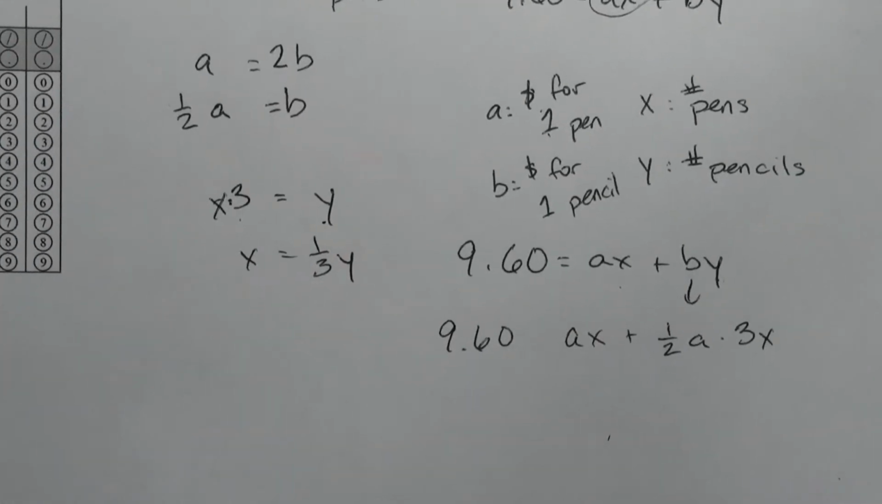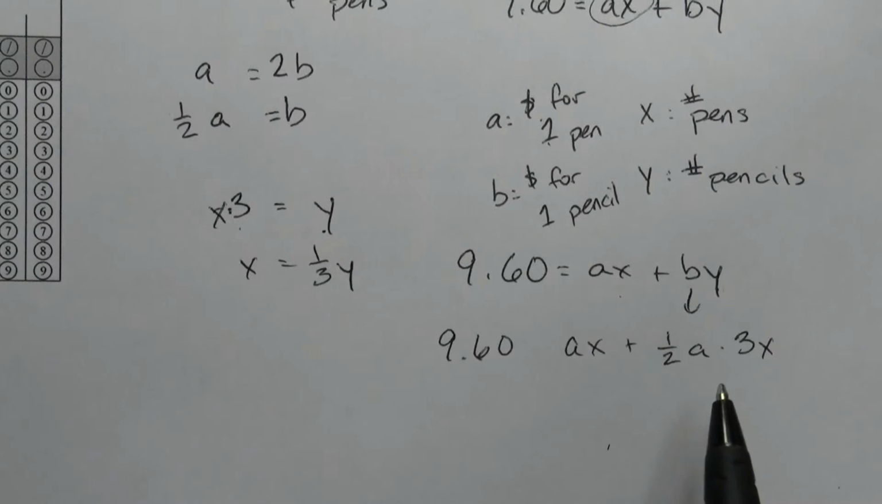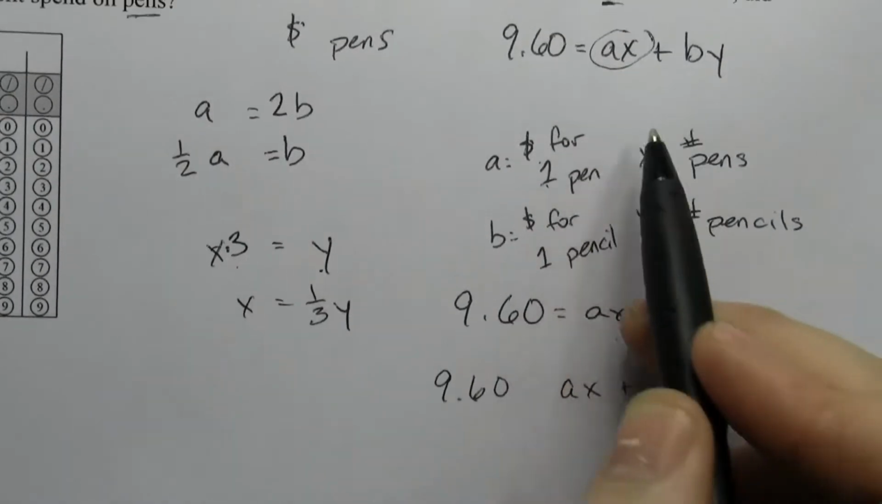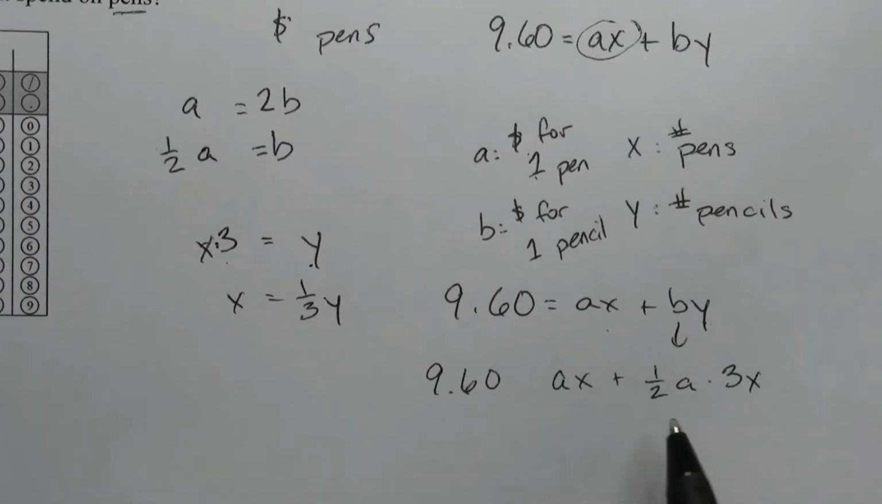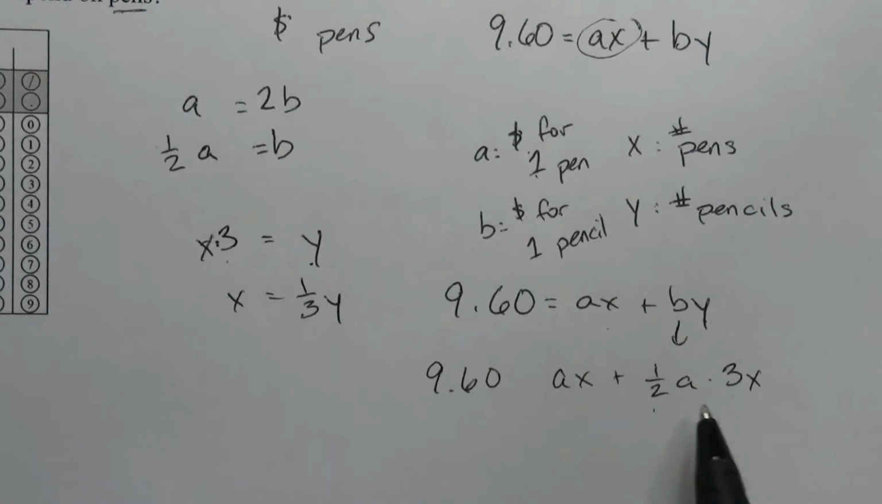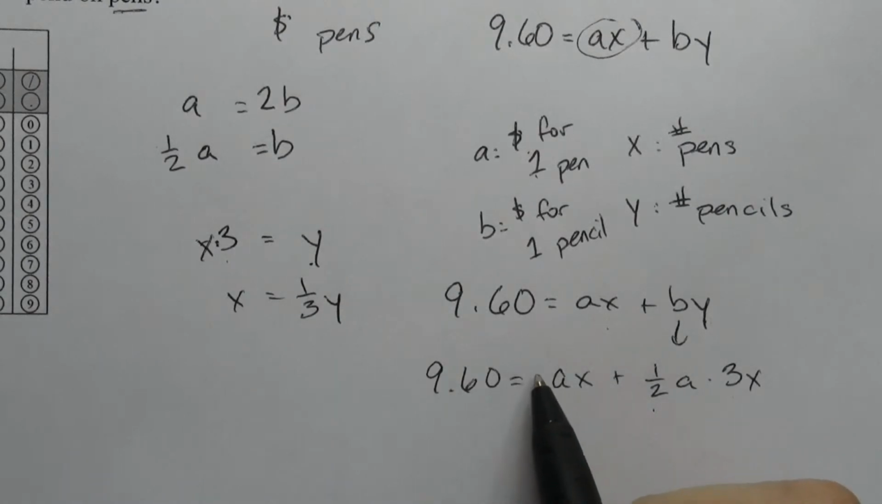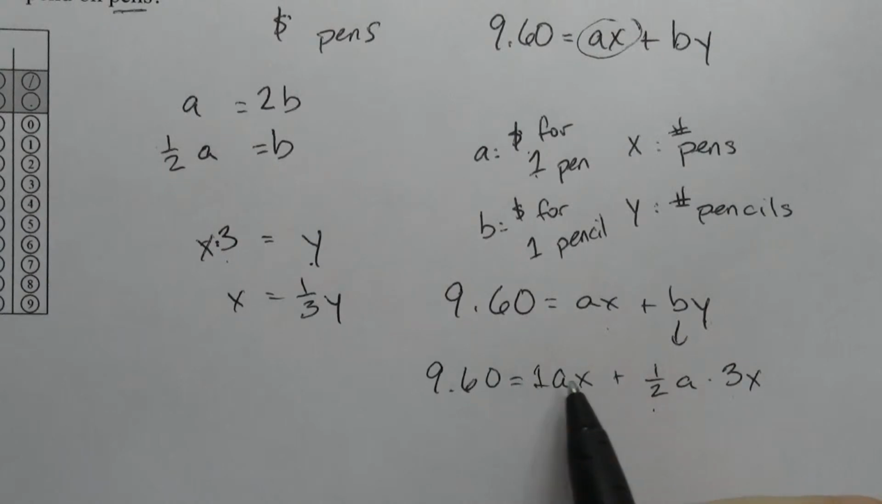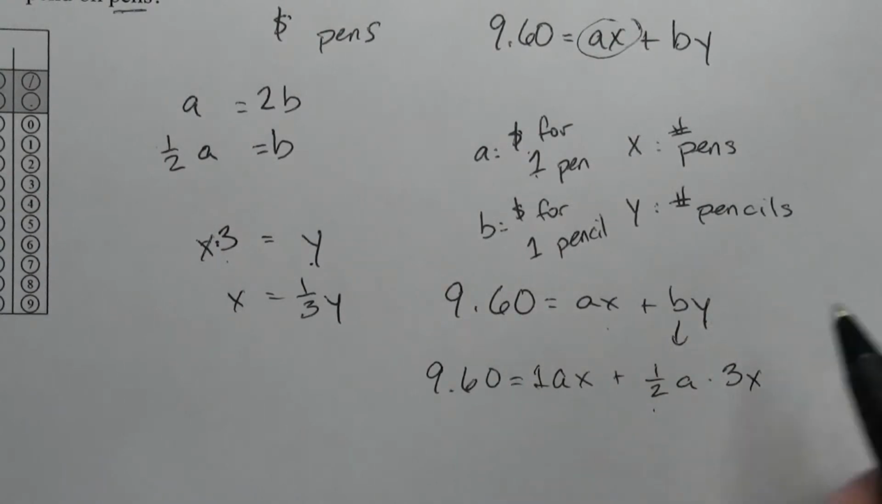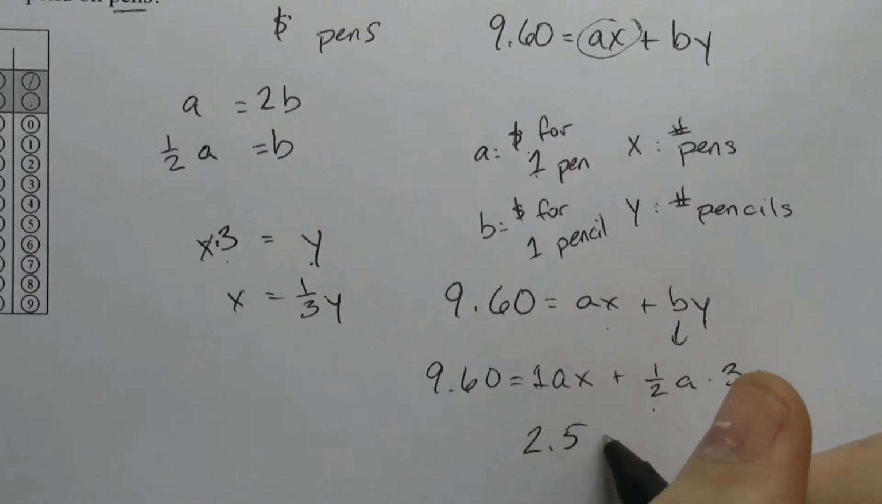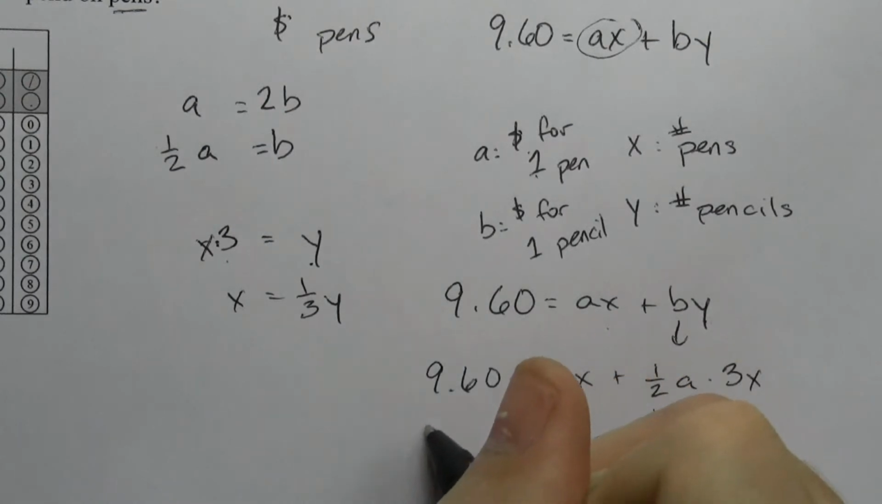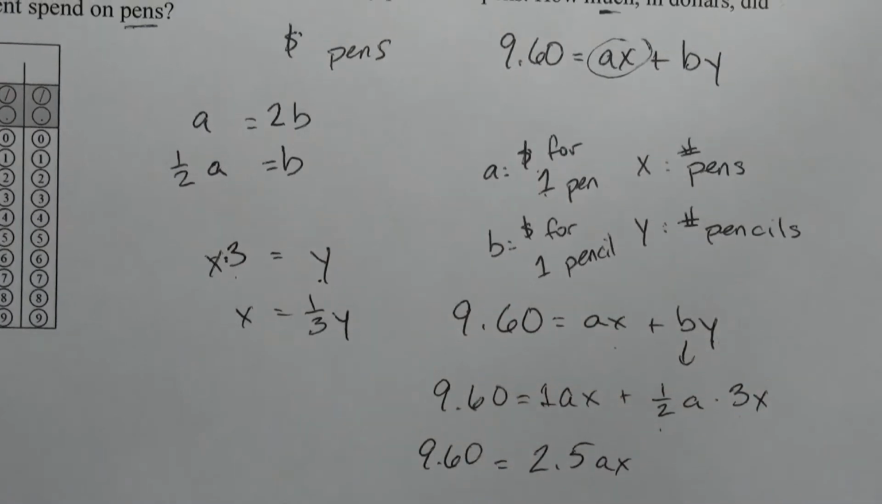Okay, and then we can get AX by itself. Remember, AX is the quantity we're solving for. So 1/2 times 3 is 1.5, and we can put a 1 in front of AX if it makes things easier. So 1 AX plus 1.5 AX is 2.5 AX equals $9.60, right?